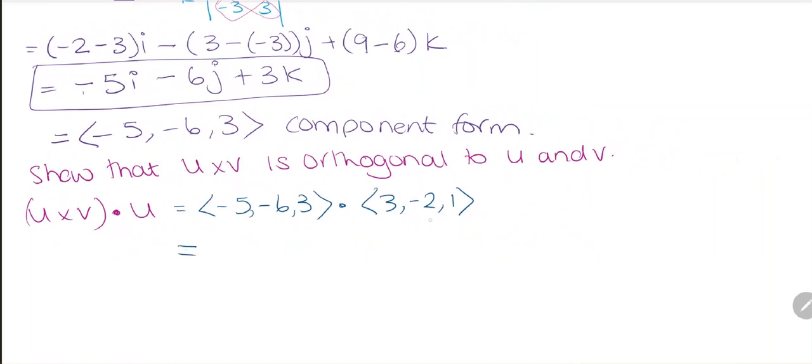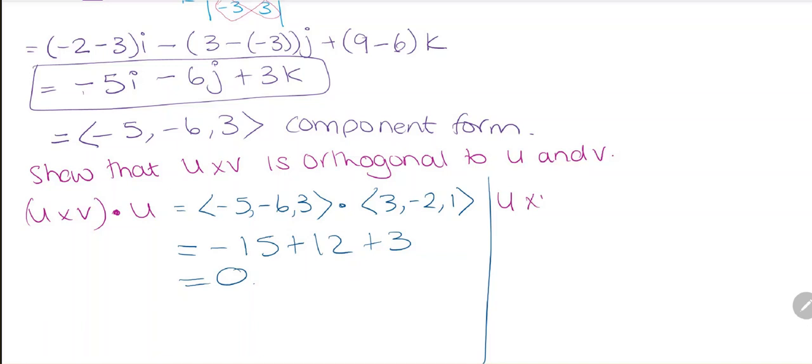So minus 5 times 3 is minus 15. Minus 6 times minus 2 is plus 12. And we've got 3 times 1 is 3. So minus 15 plus 15, that is 0. So far so good.